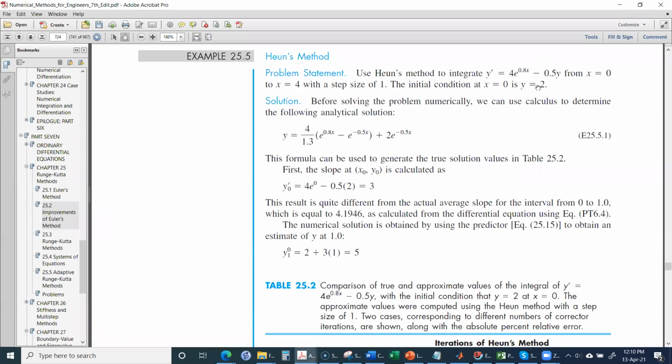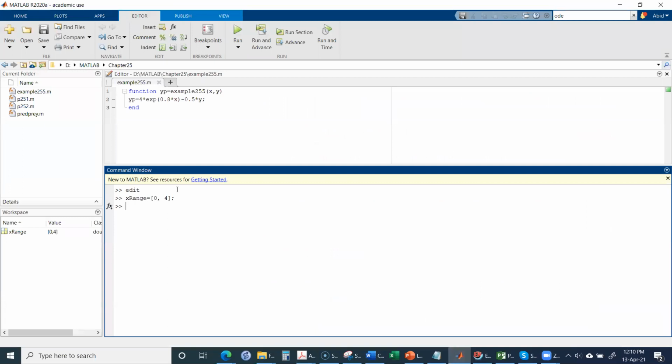The next thing which we need to input is the initial condition. The initial condition was that at x is equal to 0, y is equal to 2. So we will represent the initial condition as y0 is equal to 2. Okay, so y0 is just the name and 2 is the value.